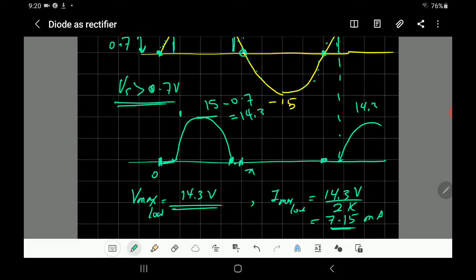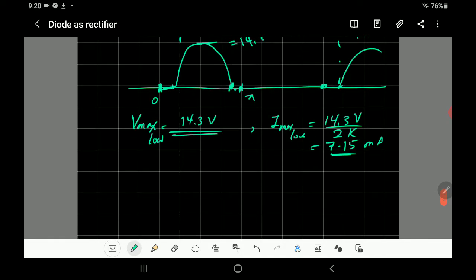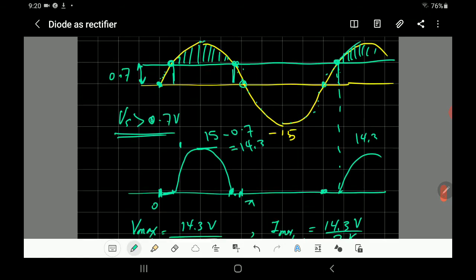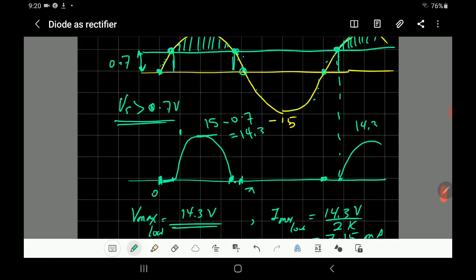The load current will look like that, but the amplitude is different, 7.15. If you want to find the average, it will be an approximation, not exact. You can use the same formula, but it will be less than that. So you can say 14.3 divided by pi. That's an approximation, not exact. I will give you homework on how to find the exact formula.